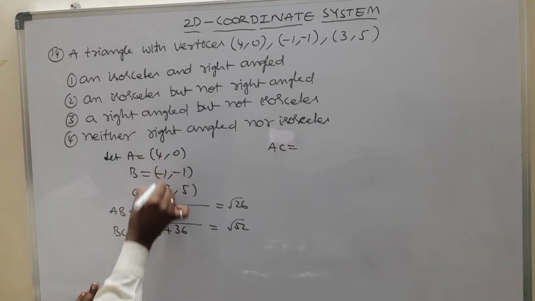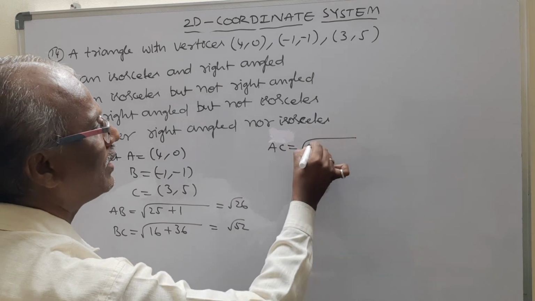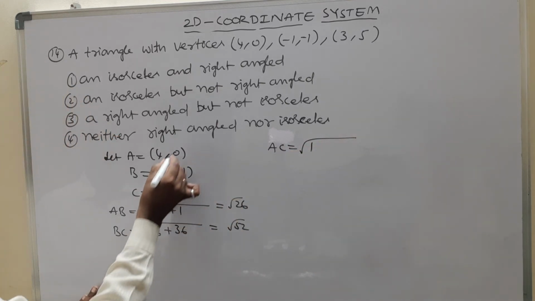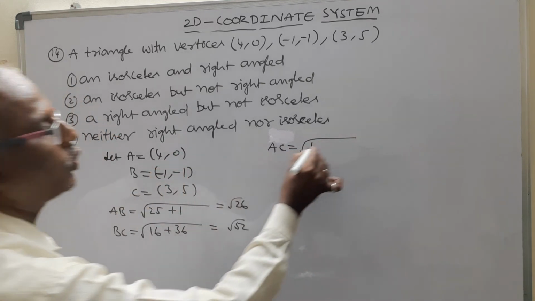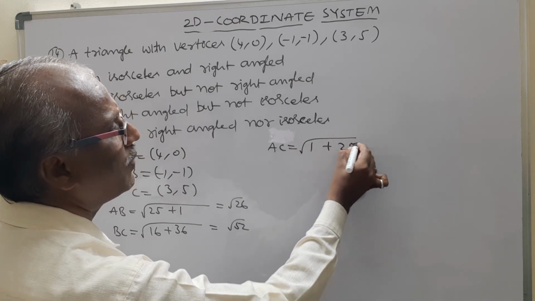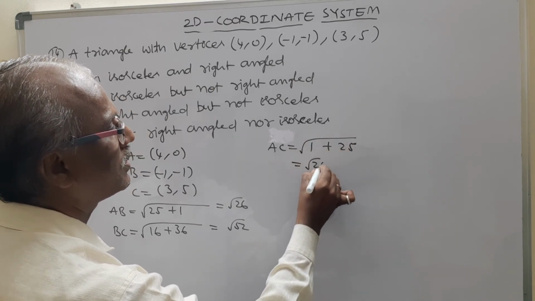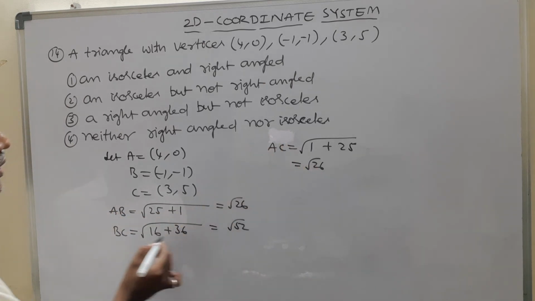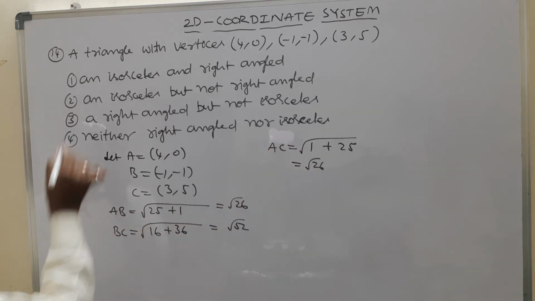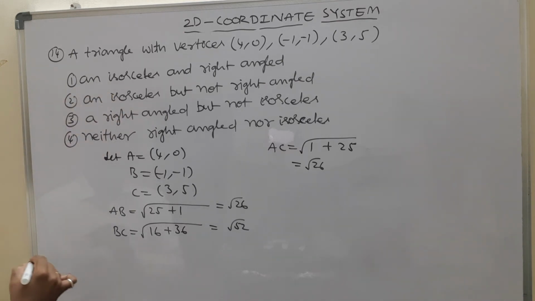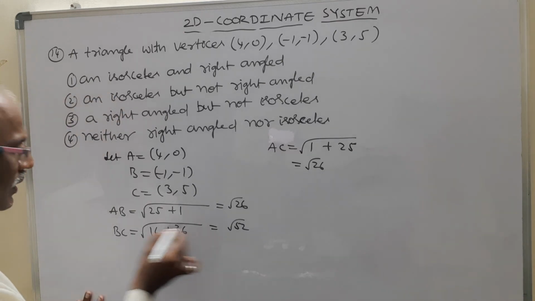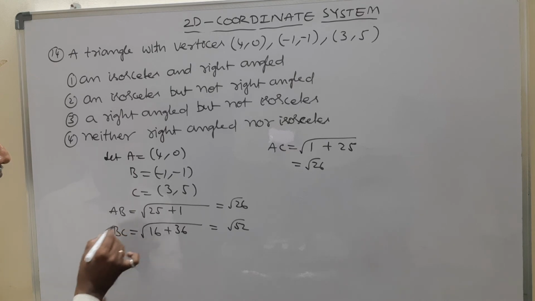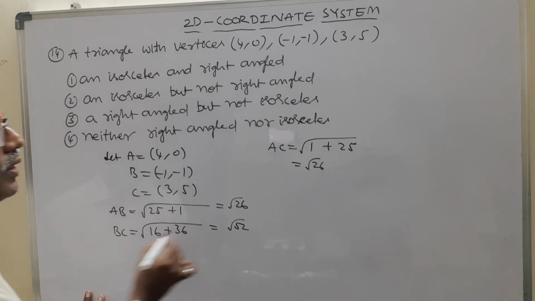AC. 4 minus 3 is 1, 1 square 1. 0 minus 5 is minus 5, whole square 25. 25 plus 1 is 26. Root 26. Here observe that AB length and AC length is equal. If two sides are equal, then the triangle is isosceles. Next to check the Pythagoras theorem. Here BC is the longest length.